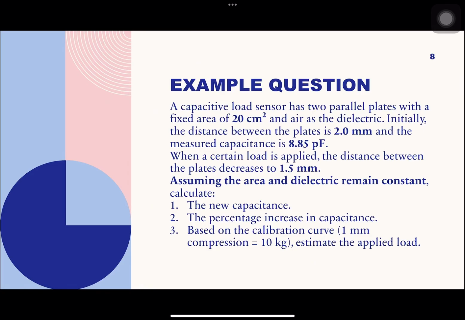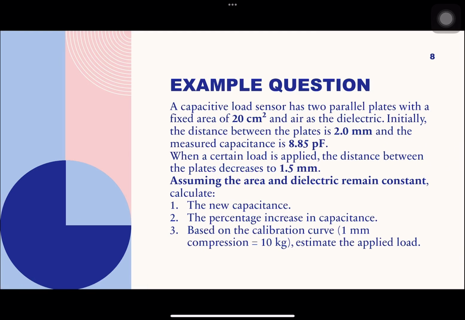To tie this all together, here's an example question. A capacitive load sensor has two plates, each with an area of 20 square centimeters and air as the dielectric. Initially, the distance between them is 2.0 millimeters, and the capacitance is measured to be 8.85 picofarads. When a load is applied, the distance decreases to 1.5 millimeters.